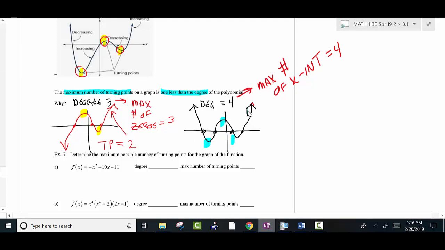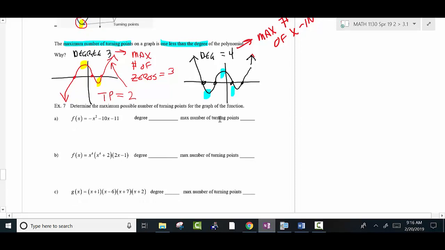Now the degree will tell you the maximum number of turning points. This is just a real simple kind of idea here. So these are real easy to do. This example here, the degree is 2. Therefore, the maximum number of turning points is 1, and you should know that. That's a parabola, right? If you graphed this thing on your calculator, you get a parabola opening downwards, so you'd therefore have 1 turning point. A quadratic function always has 1 turning point, always. So that's how that goes.